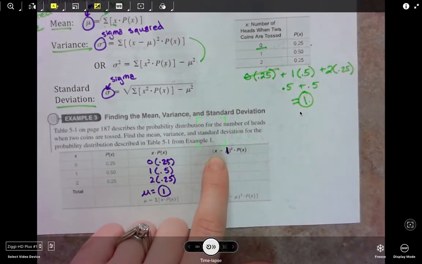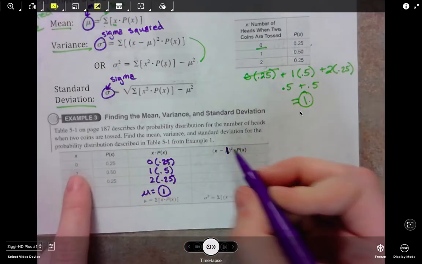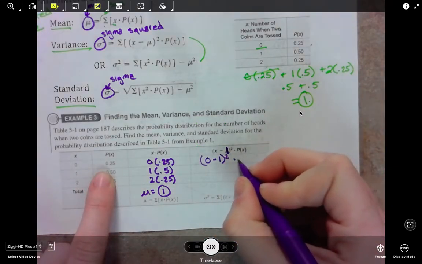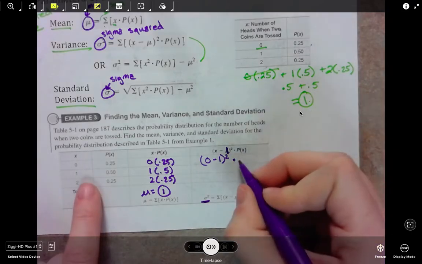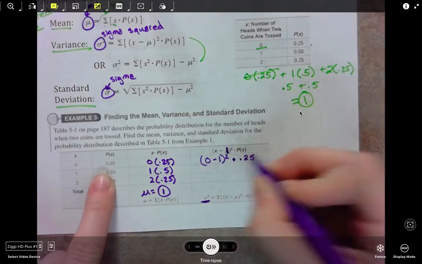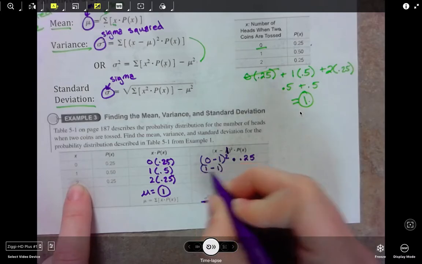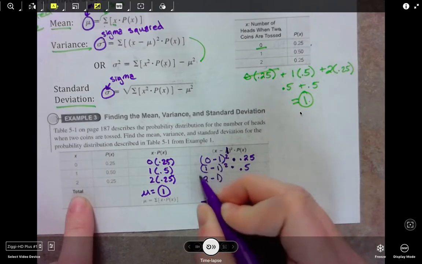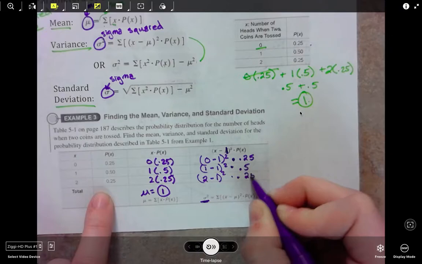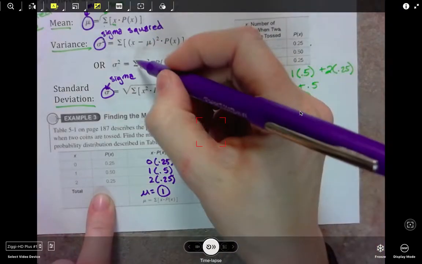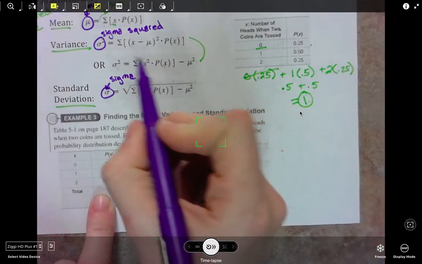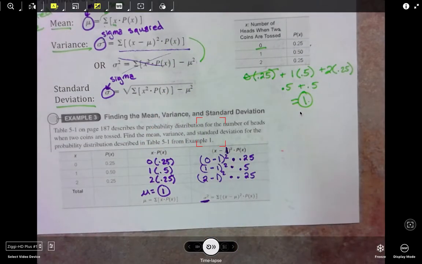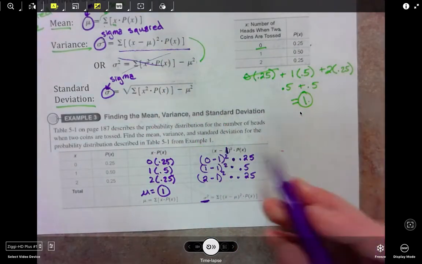I'm going to take each individual x, subtract 1, and square it, okay? So each individual x, 0 minus 1, and I'm going to square that times the probability. We're finding the variance here. This is variance. Times the probability, 0.25. 1 minus 1 squared times 0.5. Okay? 2 minus 1 squared times 0.25. And we're going to add all of those up because when we're finding variance, there's a sum. We are doing this formula, by the way. Not this one. You can use that one if you want to, but this one is the one that's represented down here. This one's a little bit easier to compute, okay?